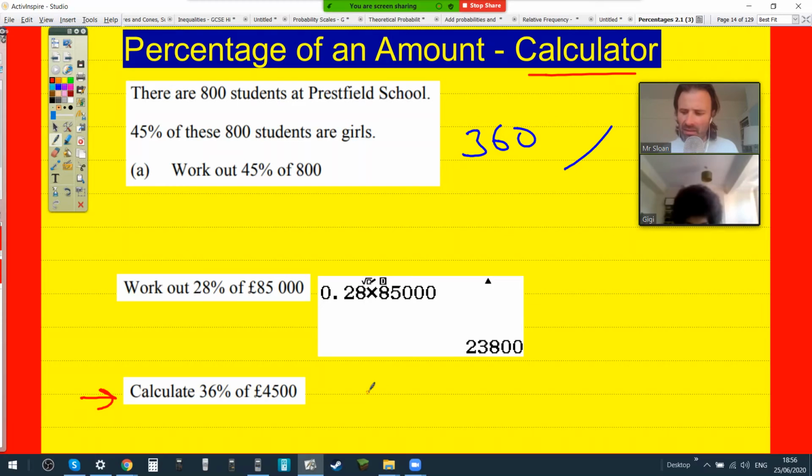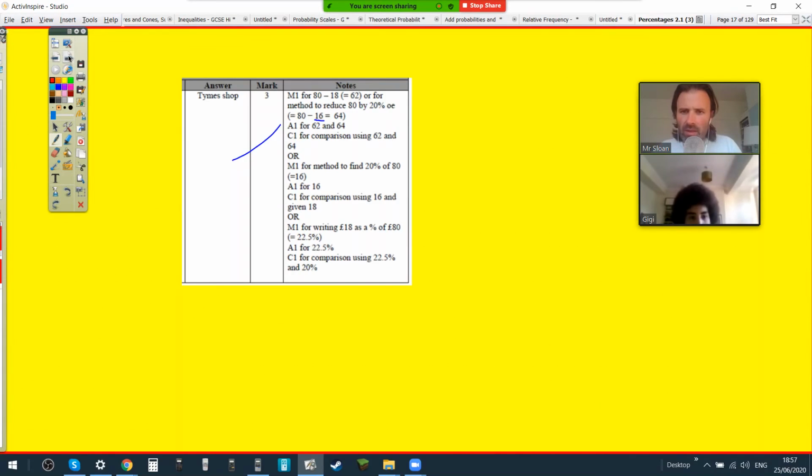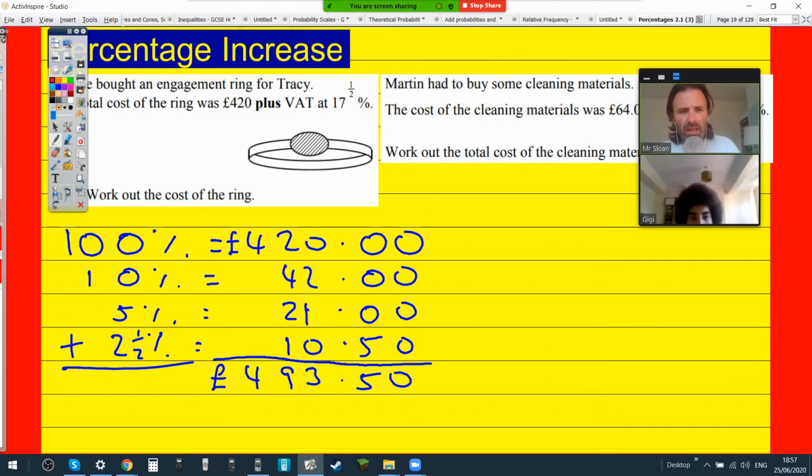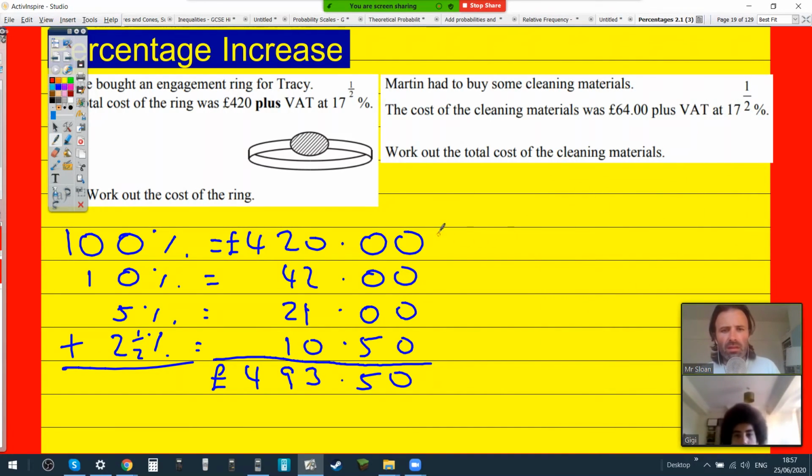So this is calculator. Tell me if you're stuck on this. Is it 1,620? 1,620. Well done. Then we had these ones. Okay, let's try the one on the right. Is it no calculator? Yeah, this one's non-calculator.